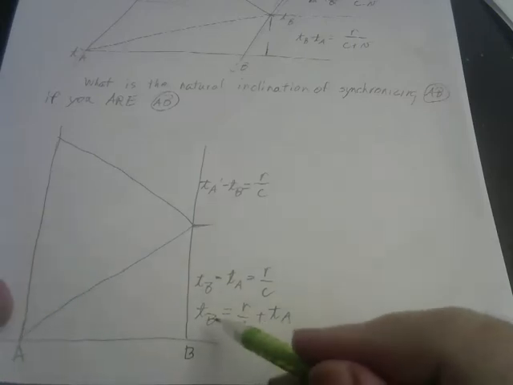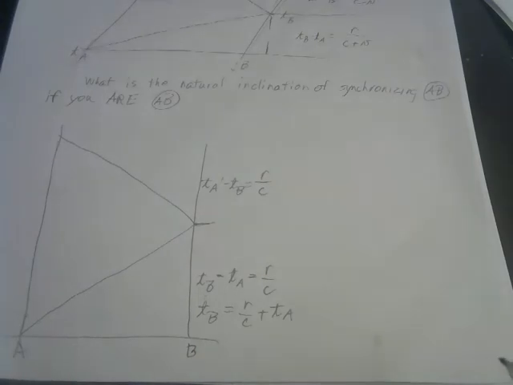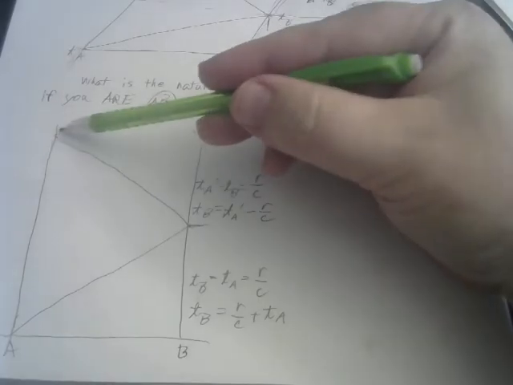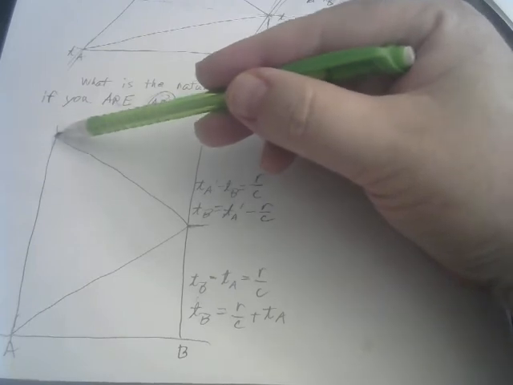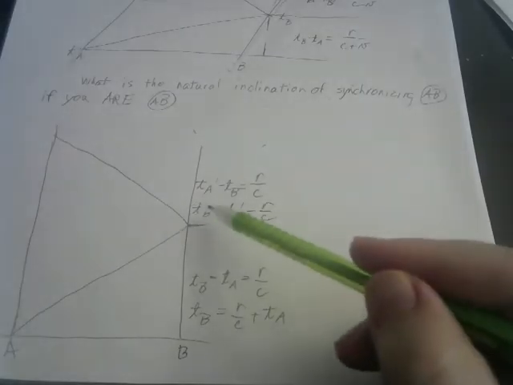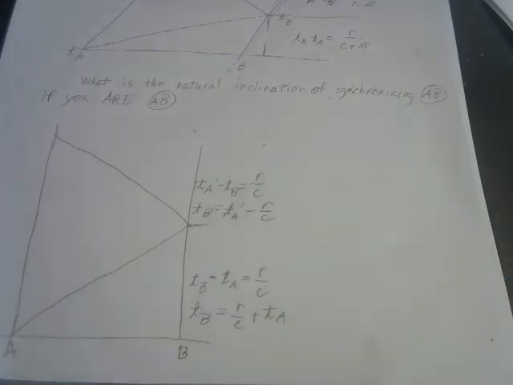So that is how you would set your clocks. If you were B, you would set t sub b equals r over c plus t sub a. And then when the signal got back to t sub a prime, and you measured t sub a prime, you could confirm that t sub b was equal to t sub a prime minus r over c. Is this what you would do? Is this your natural inclination for synchronizing the clocks?